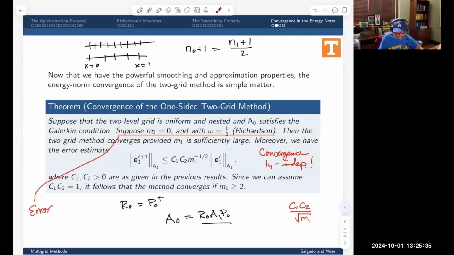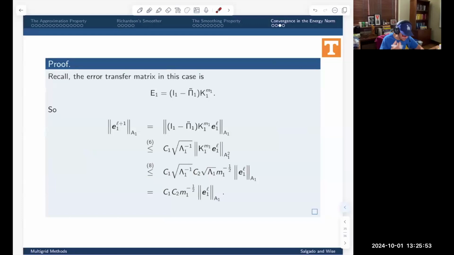So what should we do? Well, let's take M1 to be equal to 4, say. So then the square root of that is 2, and we get a contraction factor, an error reduction factor in the energy norm of what? It's going to be a half. 1 over the square root of 4, 1 over 2. So let's see how this works.